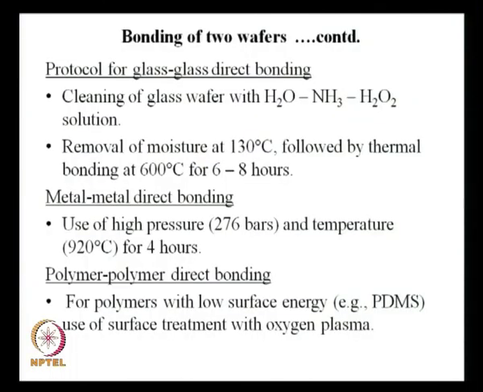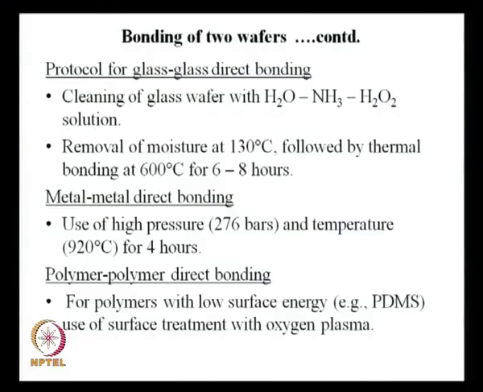Similarly, for glass direct bonding, we discussed silicon direct bonding. For glass direct bonding, cleaning of glass wafer with a solution I mentioned here, H2O, ammonia, H2O2, and then removal of moisture at 130 degree centigrade. First, that has to be put in an oven, so that you get rid of the moisture, and then the thermal bonding takes place by putting these two glass layers, one against the other, at 600 degree centigrade for 6 to 8 hours.